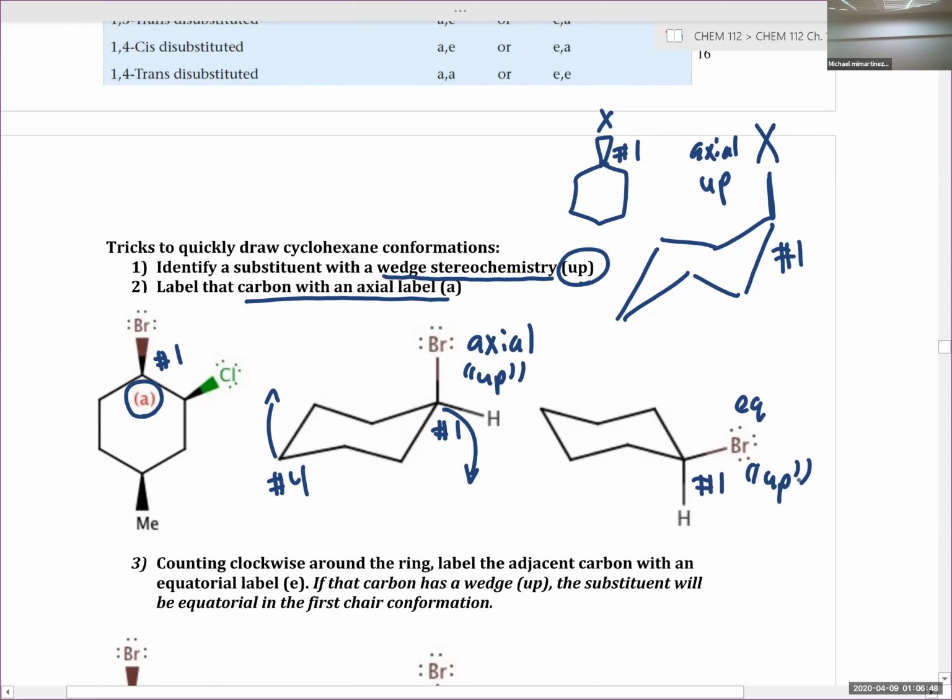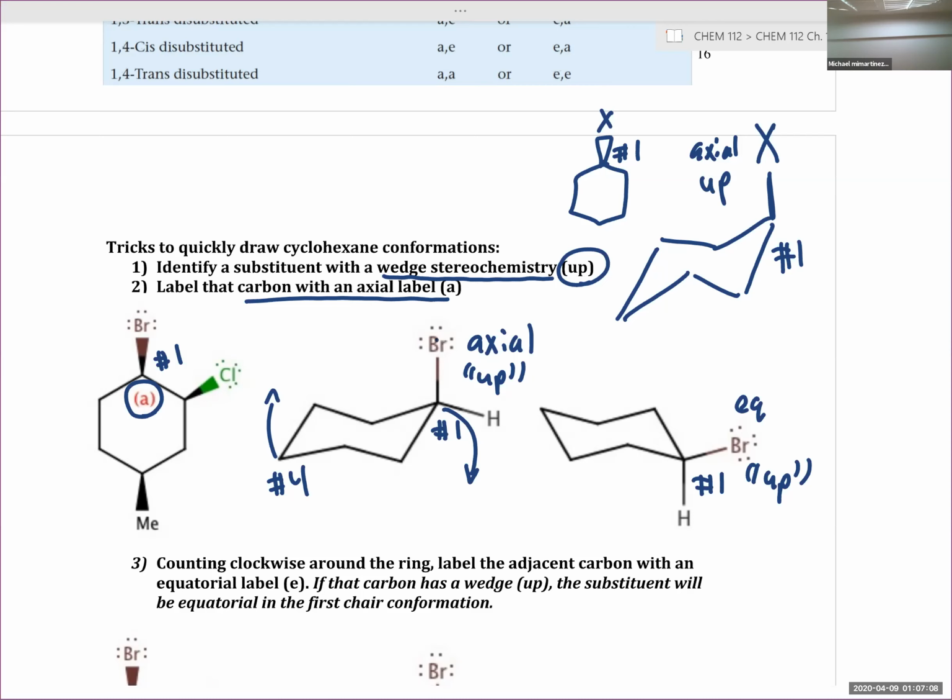Is everyone following so far? So this is really important. You want your carbon 1 to be a substituent with a wedge, and you're going to draw it axial pointing up. That way you aren't accidentally drawing an enantiomer or drawing a stereoisomer.